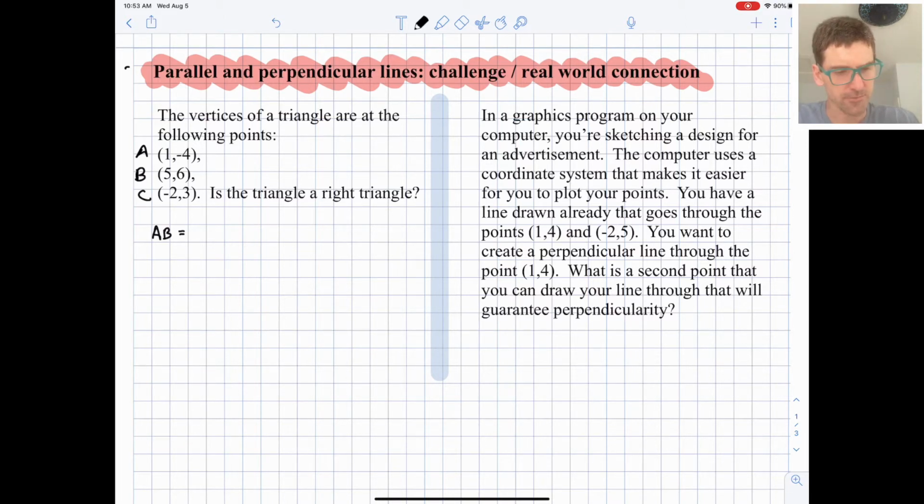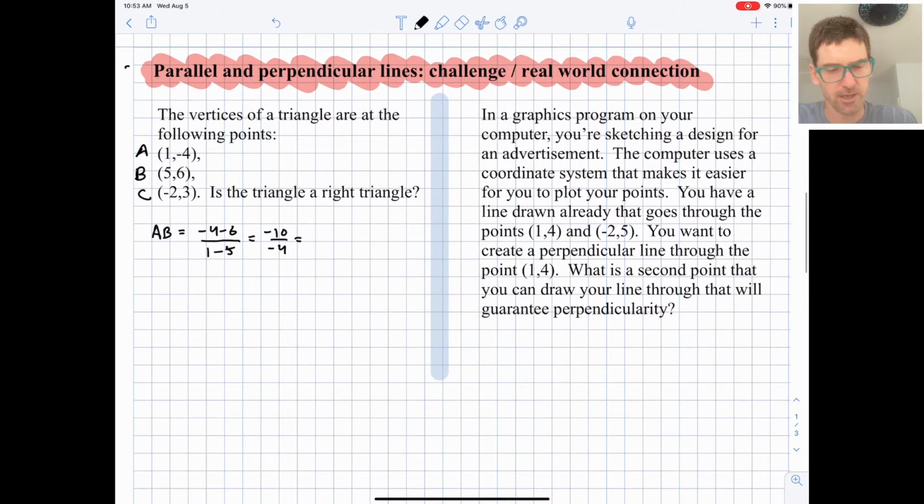So slope is the difference of the y values divided by the difference of the x values. Negative 4 minus 6 is negative 10, and 1 minus 5 is negative 4. So this turns into 2.5. I'm going to keep it as a fraction, 5 halves. Okay. So if we get a future slope that is negative 2/5, I think we have a right triangle. But let's see, BC.